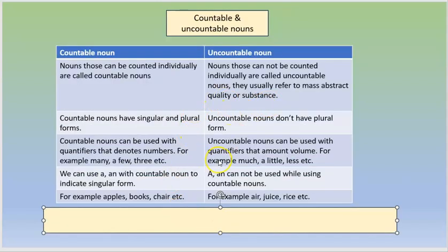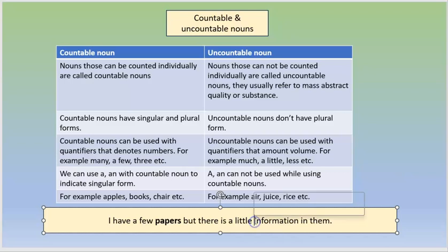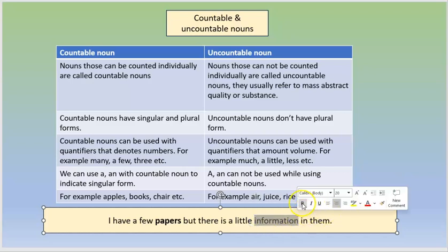Countable and uncountable nouns. Now let's take another example. I have a few papers, but there is a little information in them. In this sentence, papers and information are the nouns.